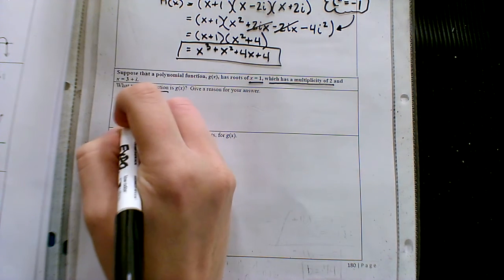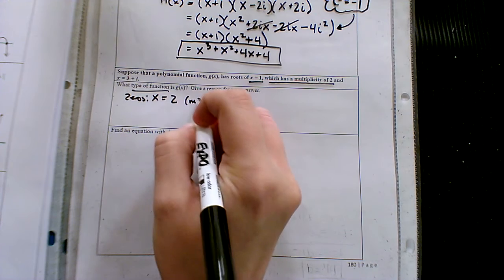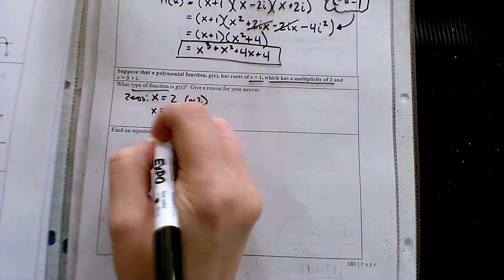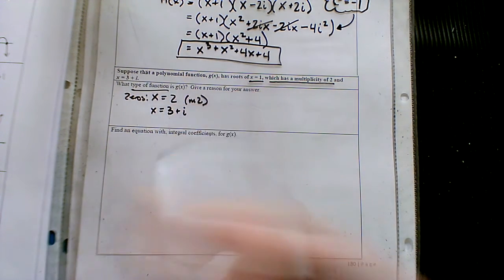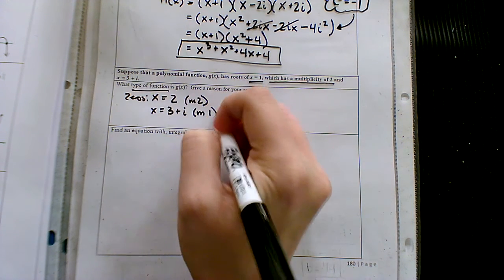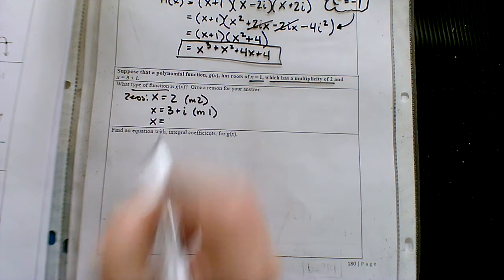Okay, so if we list the zeros, this one has a multiplicity of 2. And then the i has a buddy. So the one that they give us is 3 plus i. We'll assume the multiplicity is 1. They don't state otherwise. So what would the buddy be?